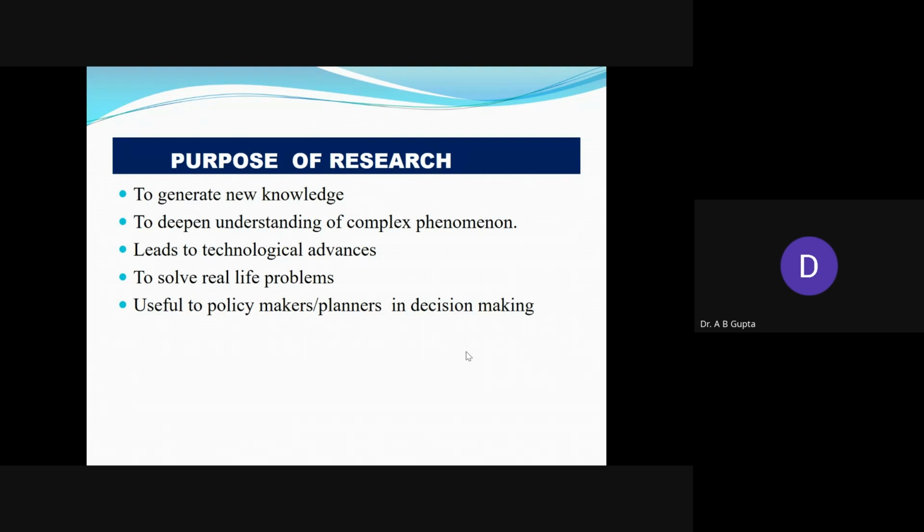Sometimes we take up, you must have heard of this word, action research. If there is any specific problem in an organization, in an institute, and a team is working on that problem and trying to give a solution to that problem, that is action research. So, research is contributing significantly in solving real life problems. And research is also useful to the policymakers, also useful to the planners in making decisions.